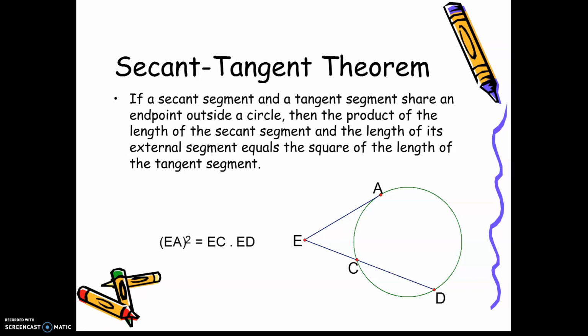So here it's going to be the tangent part times itself is equal to the outside part times the whole of the secant. So it's going to be EA, the tangent, squared, and that's going to equal the outside part EC times the whole thing ED.